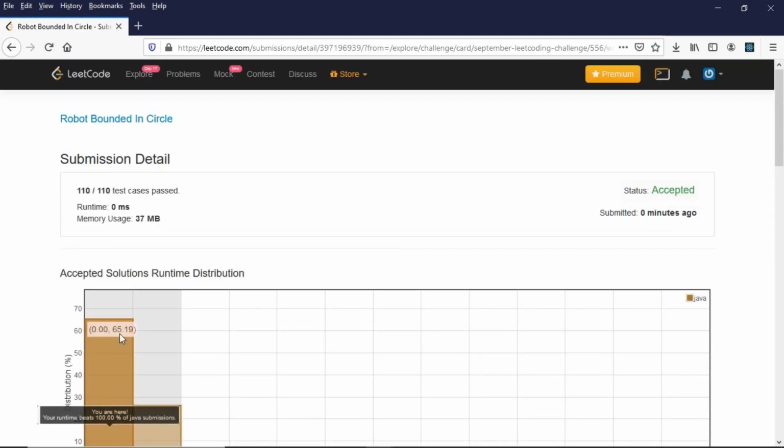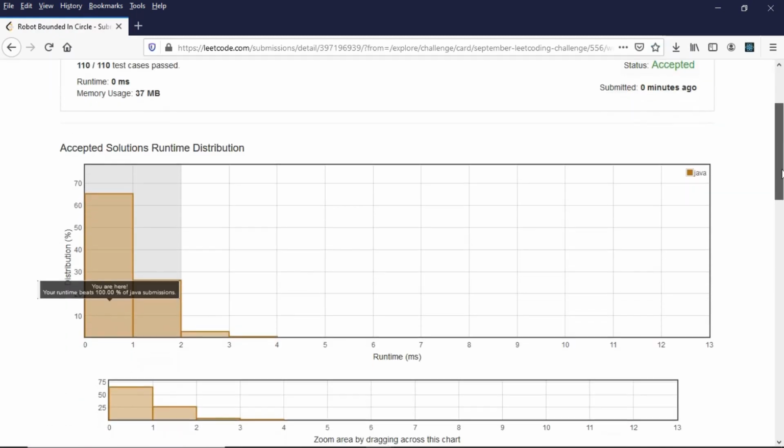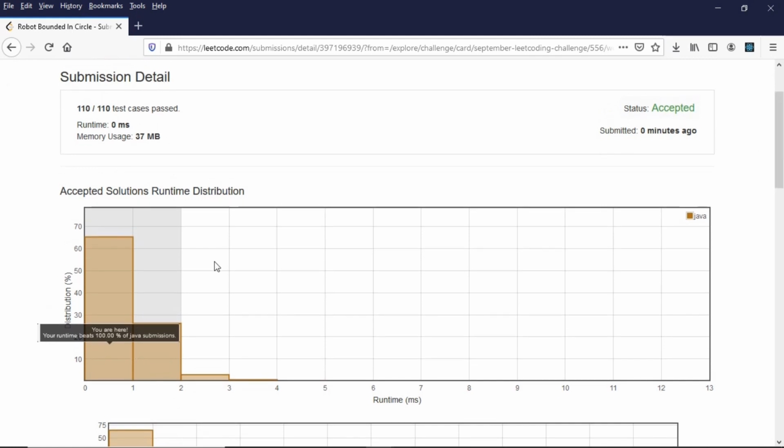And in the details, it's 100% faster and it is 0 milliseconds. So it's a simple algorithm. I don't think it's a medium level algorithm. I think it's rather an easy level algorithm once you understand how the direction works.